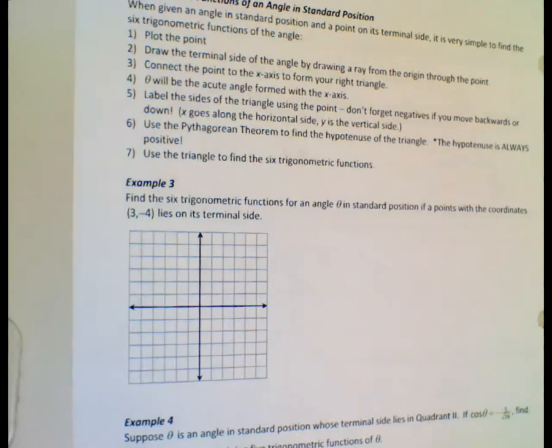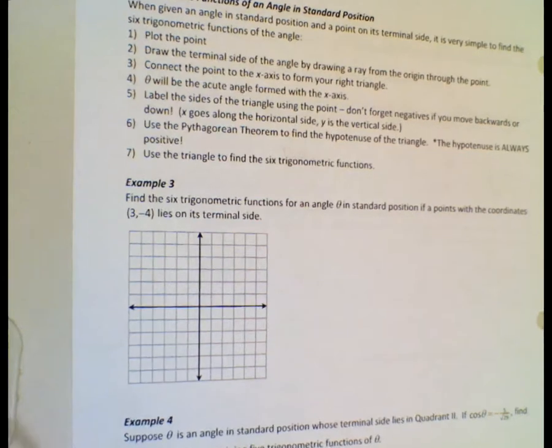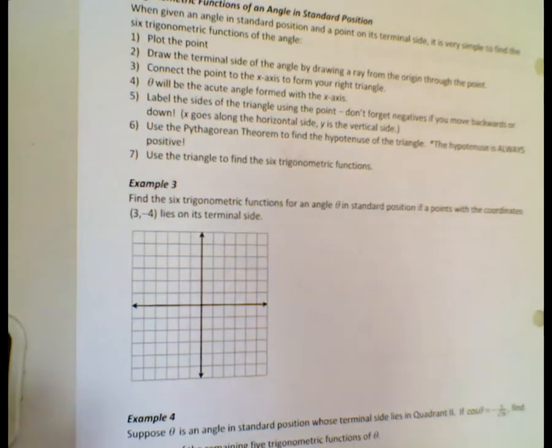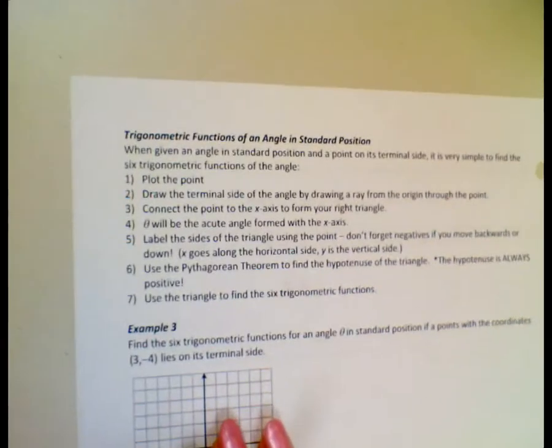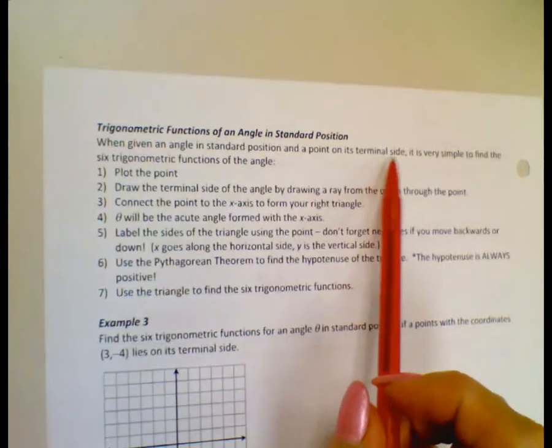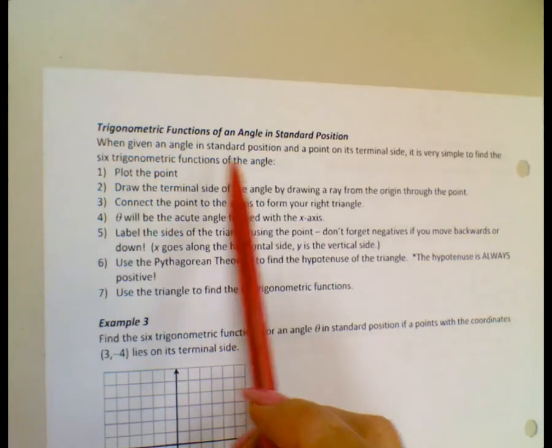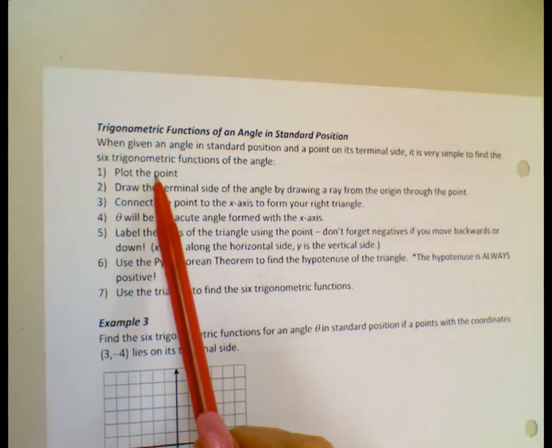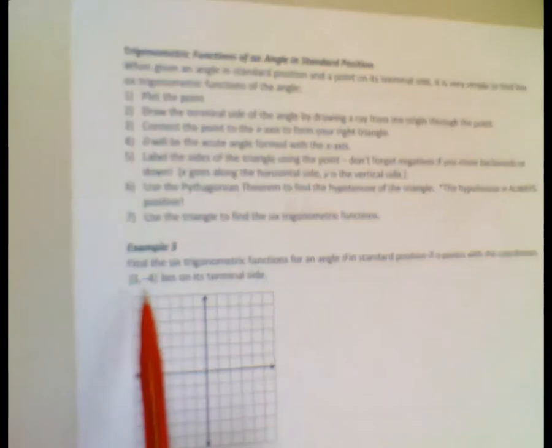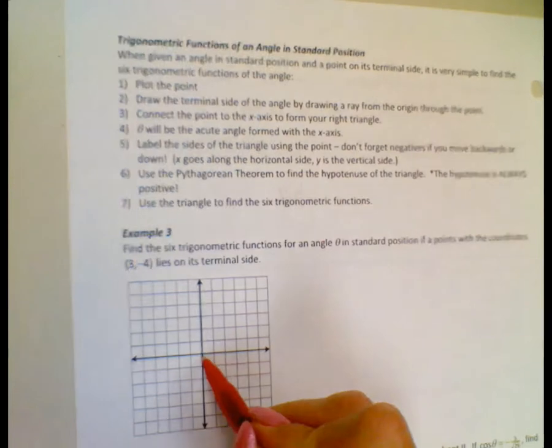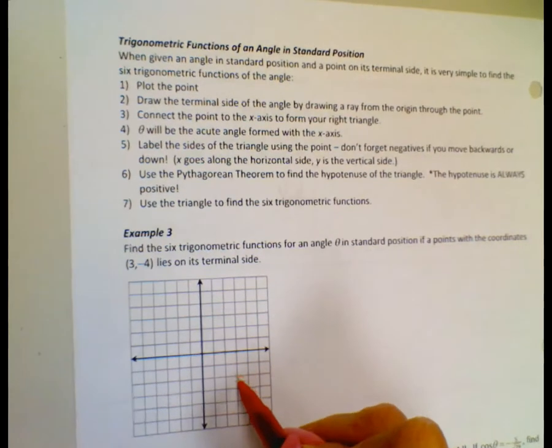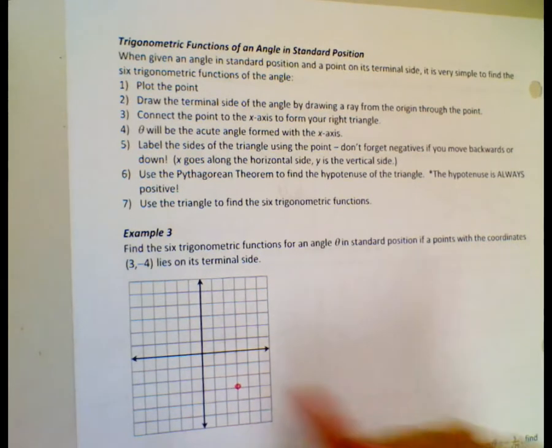So, trig functions, turn it over. Trig functions have an angle in standard position. When given an angle in standard position and a point on its terminal side, it is very simple to find the 6 trig functions of an angle. It says first, plot the point. Okay, we're doing that first. Here's a point, 3, -4. Plot it. Right 3, down 4. That's our first step. Plot the point.